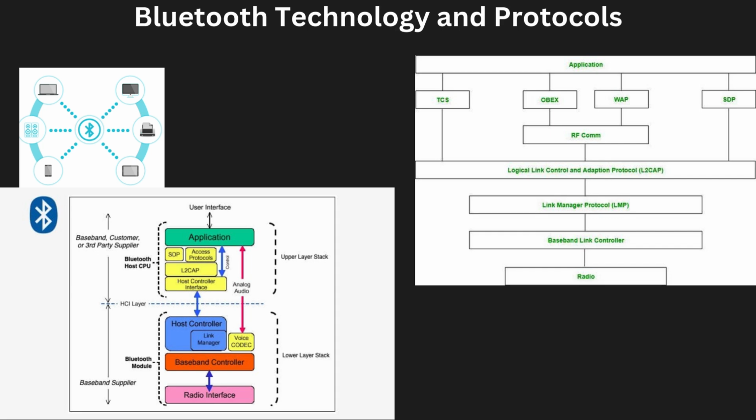In enterprise environments, Bluetooth is employed for wireless peripherals like keyboards, headsets, printers, and barcode scanners. The Bluetooth protocol stack includes the baseband layer, which handles the physical connection, L2CAP, the logical link control and adaptation protocol for data multiplexing, and higher level profiles such as HSP and HID. HSP means headset profile, HID means human interface device.